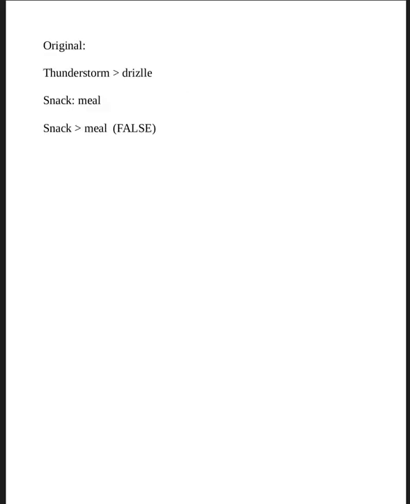Now sometimes, if you like, you can get a little mathematical. So here you have thunderstorm is to drizzle. You could write that as a thunderstorm is a big drizzle. A drizzle is when there's just a little bit of rain. Obviously, a thunderstorm has a huge amount of rain. So a thunderstorm is a big drizzle. Or if you're real good at math, you can write thunderstorm is greater than drizzle. And sometimes I like to do that. So let's test out a few examples. What if we do snack and meal? Snack is greater than meal. Well, it's not. A meal is greater than a snack, if anything.